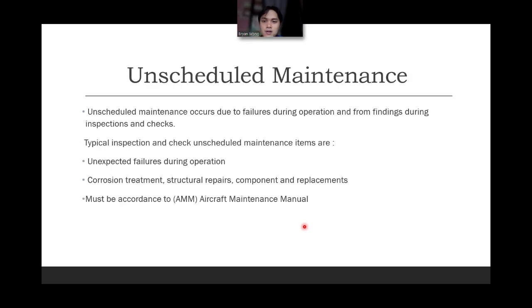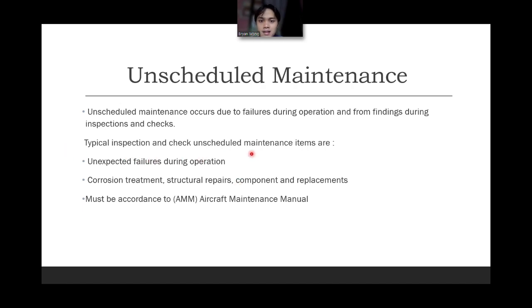Okay, so we're going to talk about unscheduled maintenance now. Unscheduled maintenance occurs due to failures during operation and from findings during inspections and checks. So all the unscheduled maintenance occurs due to failures during operation, and from findings during inspection. This is the definition of unscheduled maintenance.